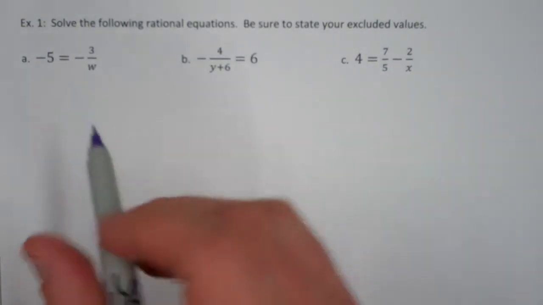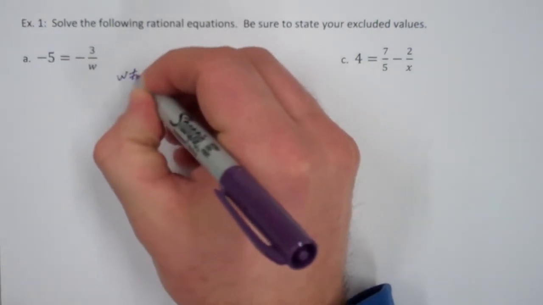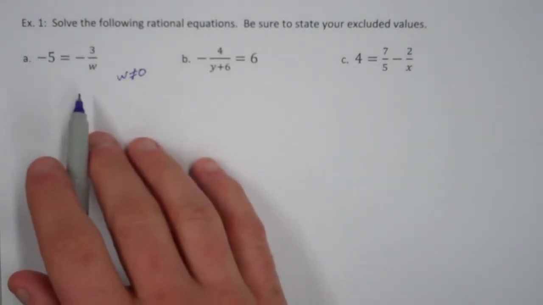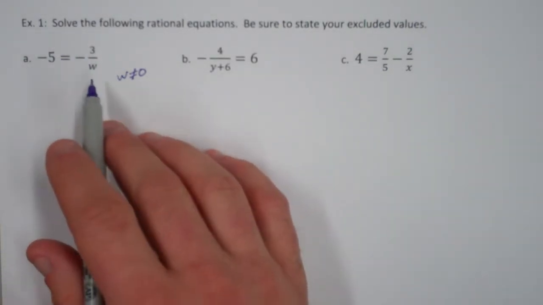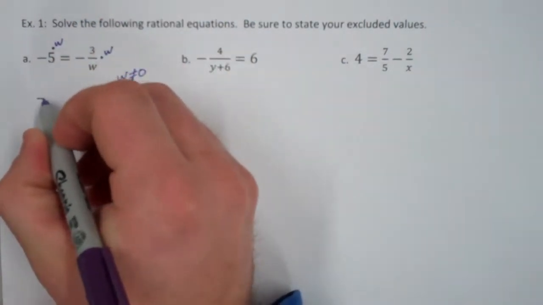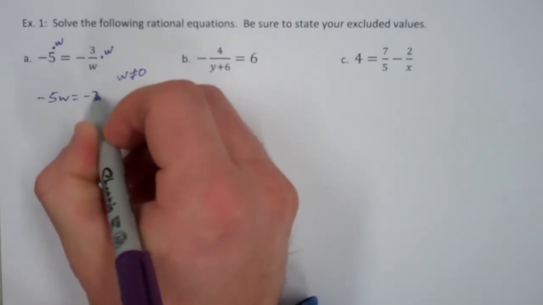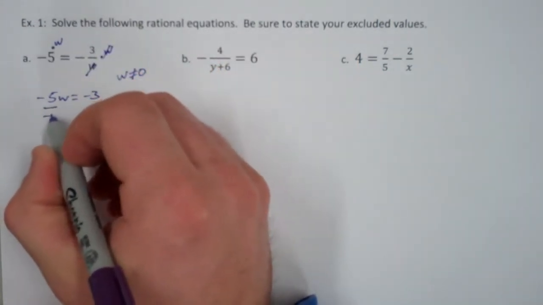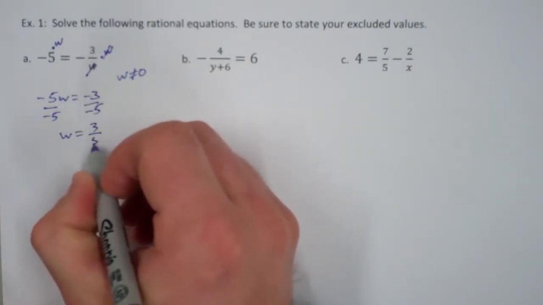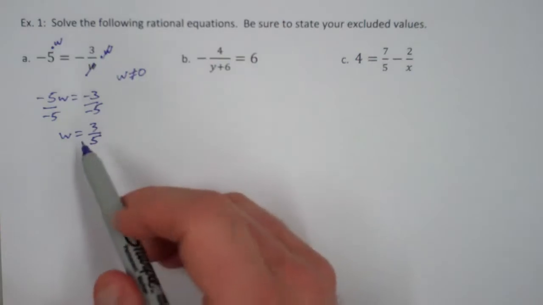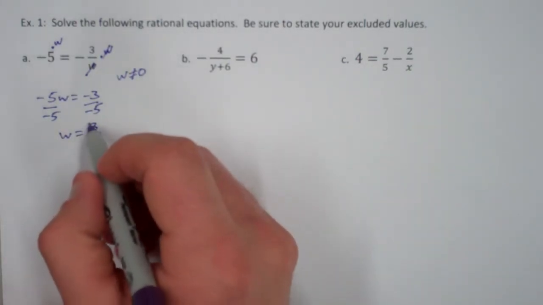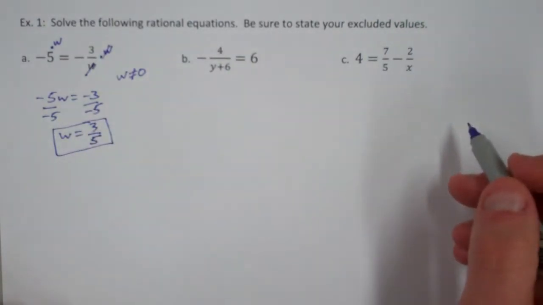So this first one, w cannot be 0. It can be any other value. There's many different ways to solve these. With this one, I think I'd like to multiply by w on each side. So we've got negative 5w is equal to negative 3. And then we'll divide by negative 5. And w is equal to 3/5. Notice how this value we get for w is not 0, and so we're okay with that value.